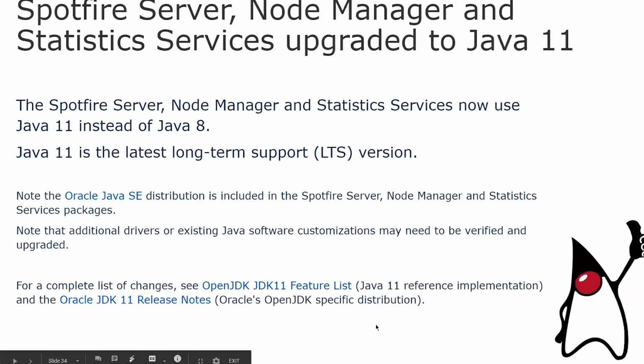Likewise, along the same lines, as part of keeping up with our existing software dependencies, the Spotfire Server, Node Manager, and Statistics services now use Java 11 instead of Java 8. Java 11 is the latest long-term support version. And note that the Oracle Java distribution is currently included within our installation packages, so you do not have to worry much about it. But if you are using additional Java drivers or you have existing Java customizations, those may need to be verified and upgraded accordingly.